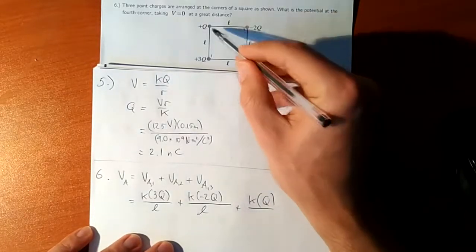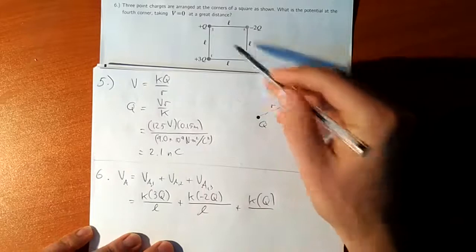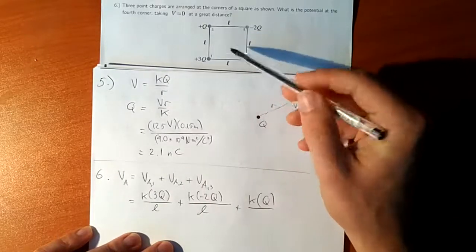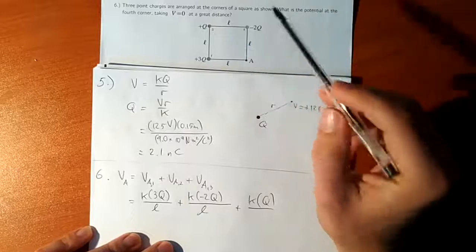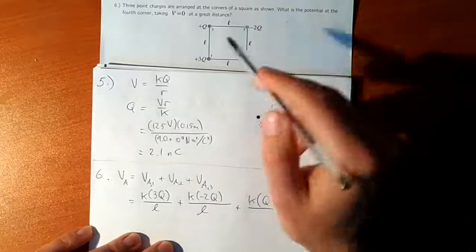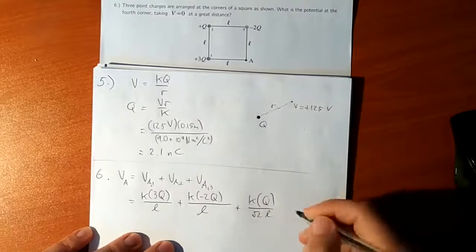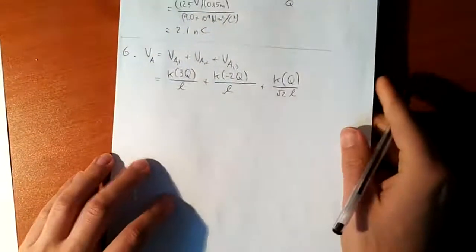What is this distance? That's going to be the square root of L squared plus L squared due to Pythagoras. So L squared plus L squared is 2L squared. You take the square root of that, you're going to get L times the square root of 2. So square root of 2 L. That's it. Okay, there you have it. Now you just have to simplify it.